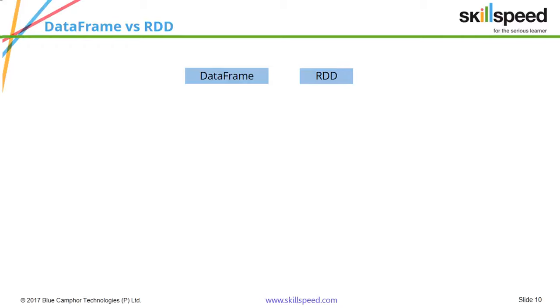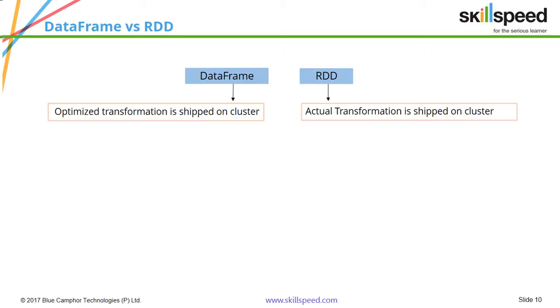Here is a quick comparison between your data frame and the RDD. The major difference here is that in the data frame, the optimized transformation is shipped on the cluster. Since there is a very powerful Catalyst optimizer, even though you write a very normal SQL on your data frame, the code will be compiled and optimized, and the final optimized code is shipped in the cluster. But in RDDs, the actual transformation is shipped. The optimization might or might not take place later.